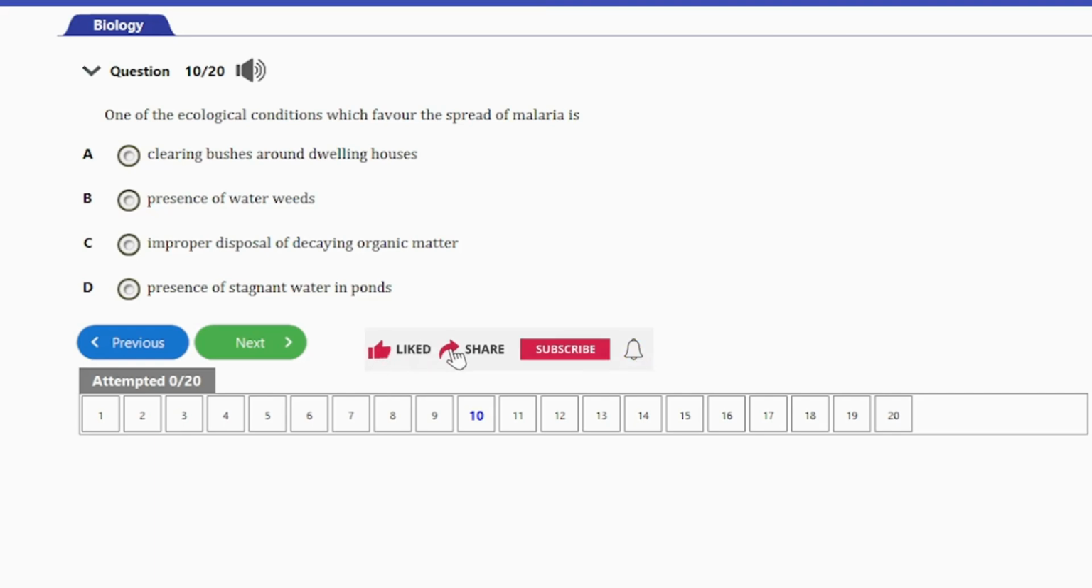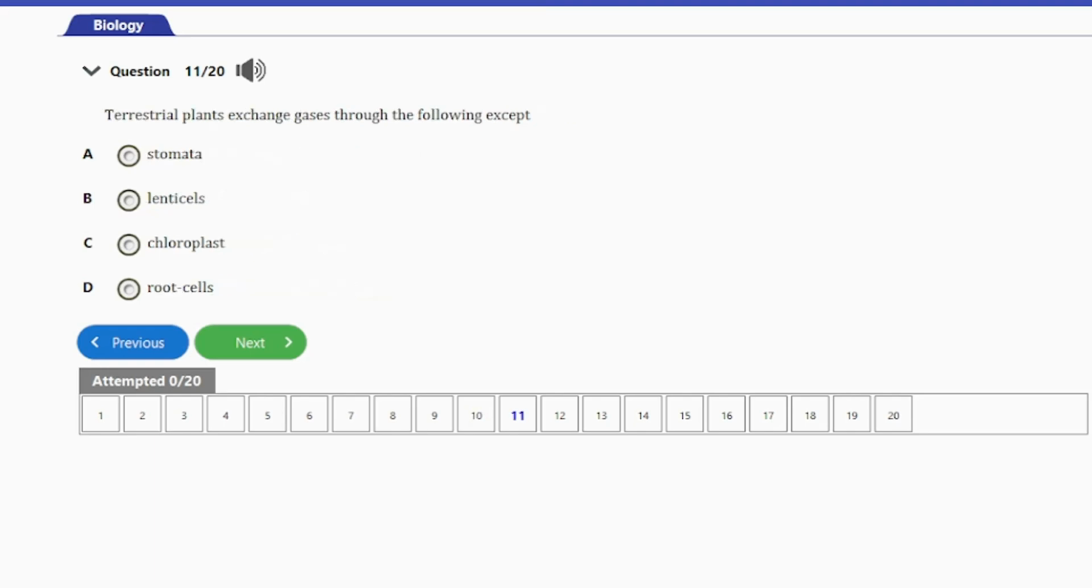Presence of stagnant water in ponds. So guys, the answer to this question is option D, and that's presence of stagnant water in ponds. Actually, mosquitoes breed in areas with stagnant water, and therefore the presence of this stagnant water will create a favorable environment for the breeding of these mosquitoes, and that will lead to the malaria in question, and that's option D here. So let's consider the next question.